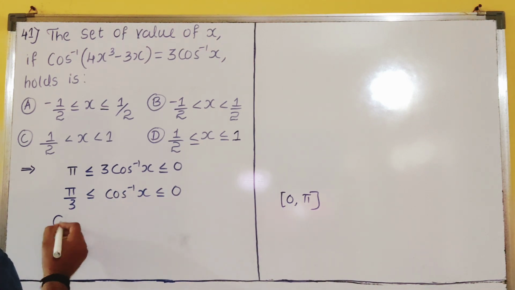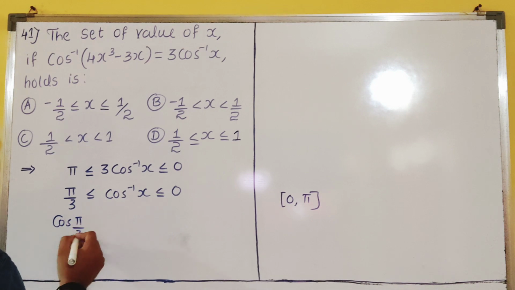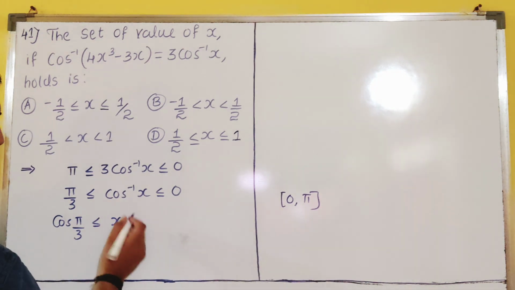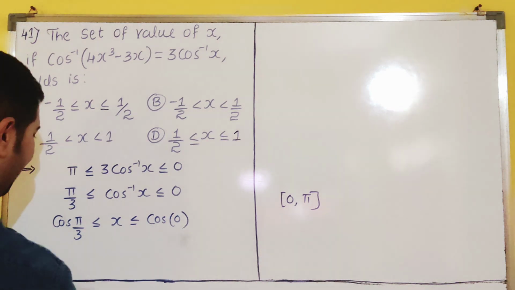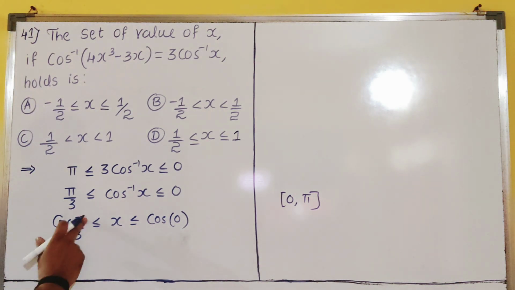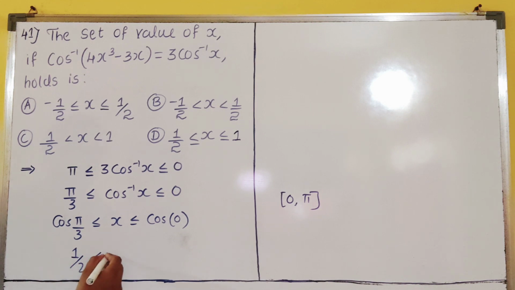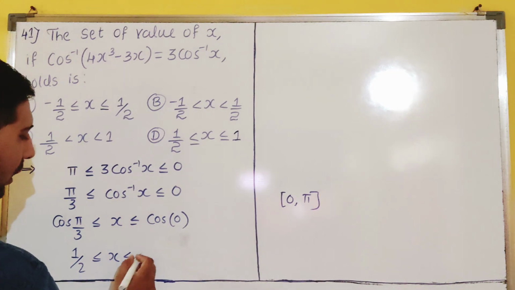Cos inverse, if you take this side, cos pi by 3. Why I have written, you will understand now, dear students. So cos inverse, you take that side, cos 0 you will get. I hope you understood now. So cos pi by 3 means what? Cos 60. Cos 60 is 1 by 2, which is less than or equal to x. X is less than or equal to cos 0, which is 1.